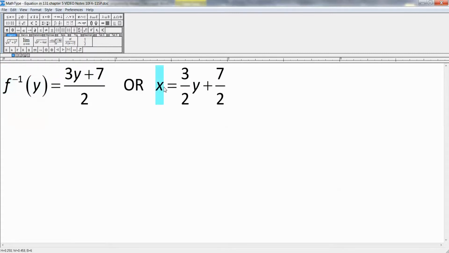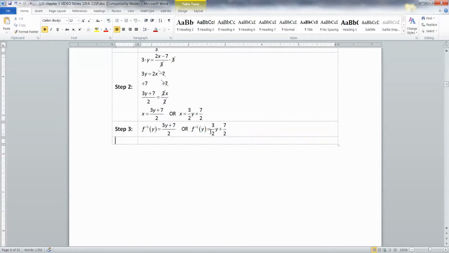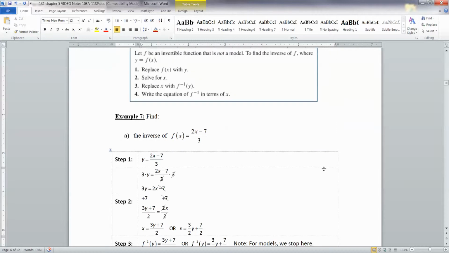Ta-da! And of course you could do it to that one or the other one. It just depends on whichever one you chose to go with. And then step 4. Now, in the story problems, we stop right there. So note, for models, we stop here, right? Linear models, story problems, like the one we did on the previous pages with the airline industry. We'd stop right there. We're done because your variables actually mean something.